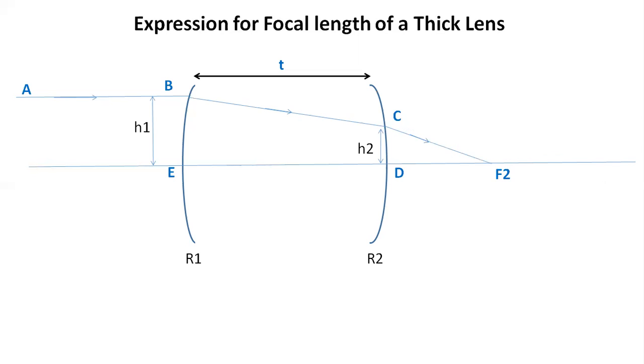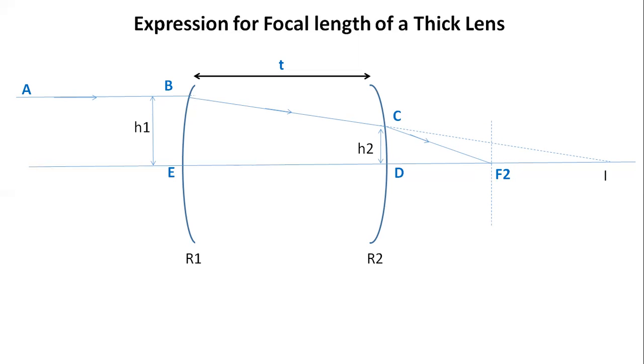Remember, in the absence of the second spherical surface, the BC light ray travels without any deviation and it reaches the principal axis at the point I, and F2 is the second focal point, and this is the second focal plane, which is passing through F2 and perpendicular to the principal axis.